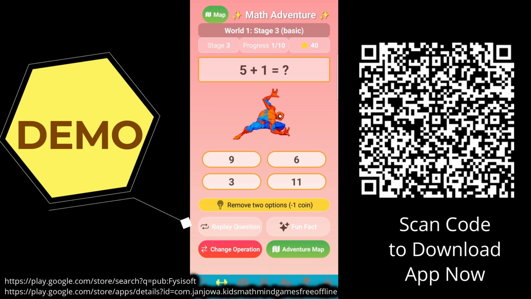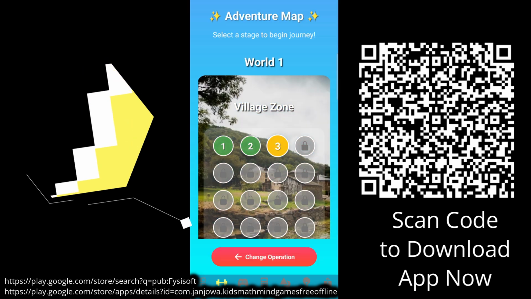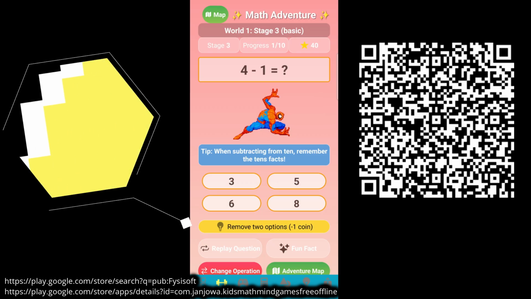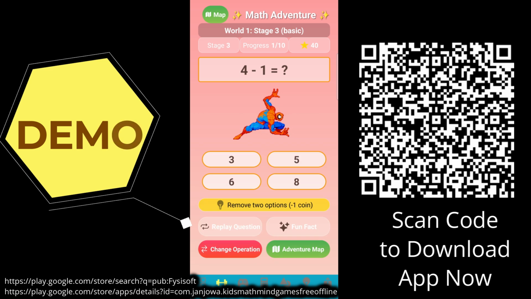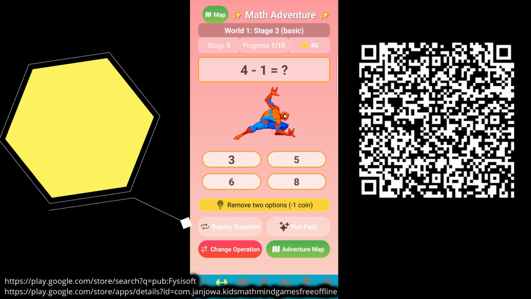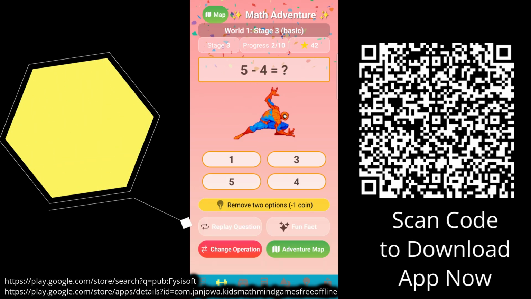What is 5 plus 1 equals? Here's a helpful tip. Adding in any order gives the same result. What is 4 minus 1 equals? Here's a helpful tip. When subtracting from 10, remember the tens facts. Woohoo! That's it. What is 5 minus 4 equals?